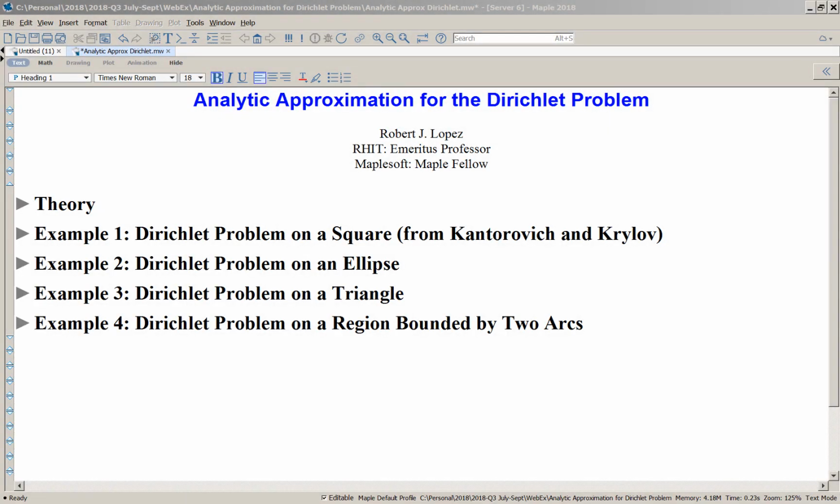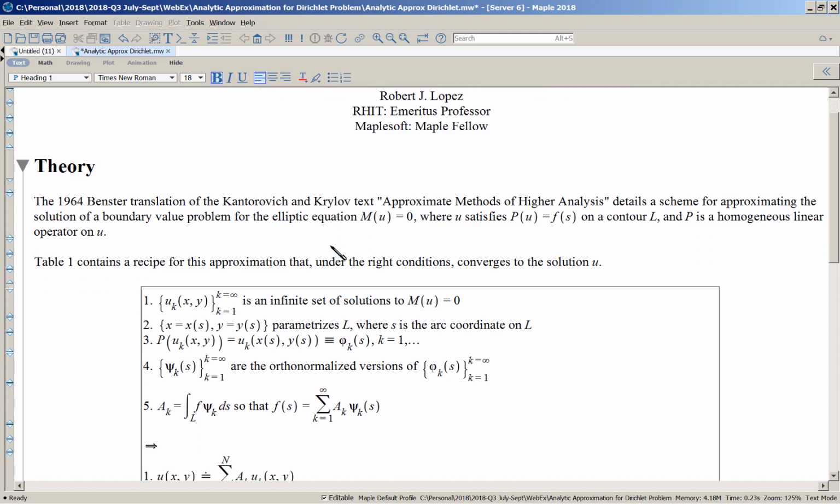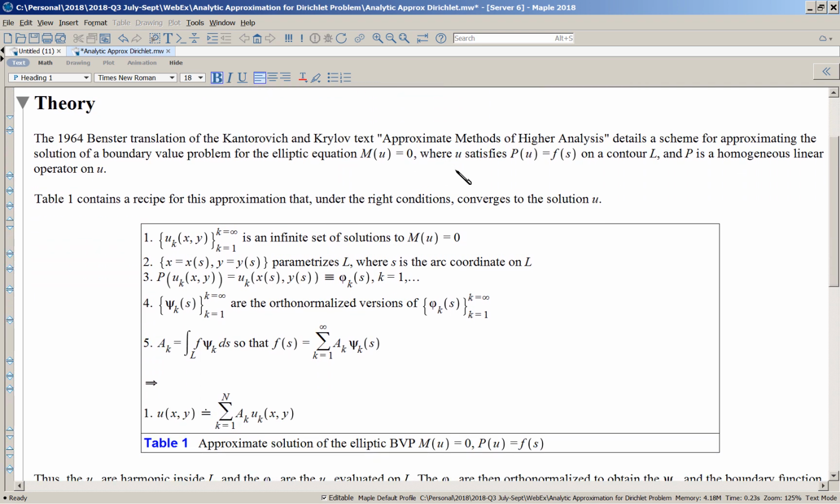Approximate Methods of Higher Analysis by Kantorovich and Krylov contains an analytic approximation technique for boundary value problems with a homogeneous elliptic equation. I'd like to share this with you, applying it to a particular case of Laplace's equation over plane regions. Let's begin with a glimpse at the technique itself. In the notation of Kantorovich and Krylov, this would be the elliptic equation. Think of this as Laplace's equation with some boundary data.